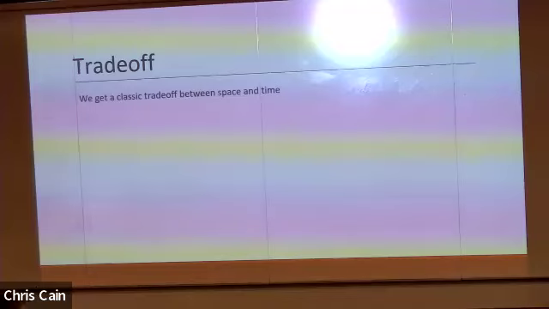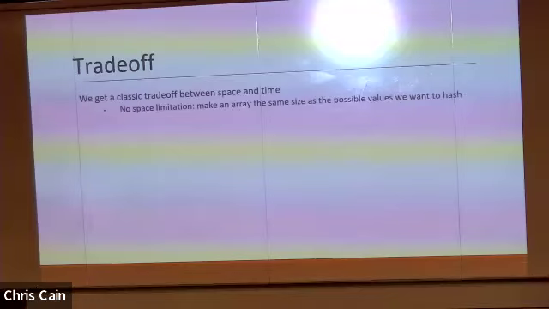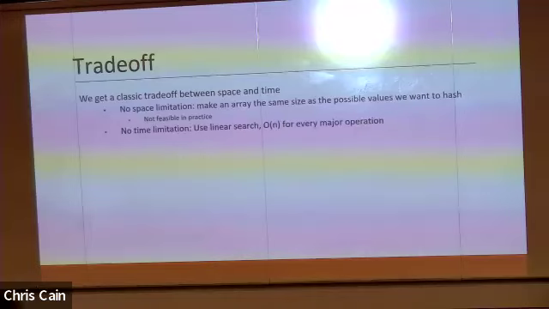So in this case, if we don't have the space limitation, we just make a really large array, and then the chance of collisions are very small. Unfortunately, we don't have infinite memory that we can throw at every possible task. So there needs to be some limitation to the size of our hash table. If we don't have a time limitation, then why are we bothering to do this? We should just use this with a list, and O of n for every major operation is fine.